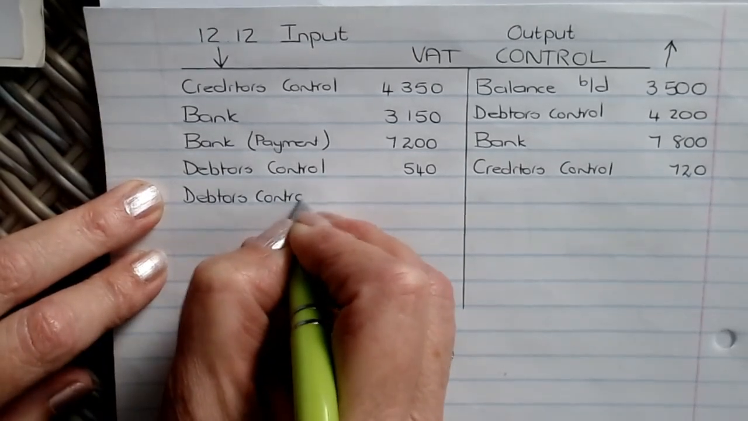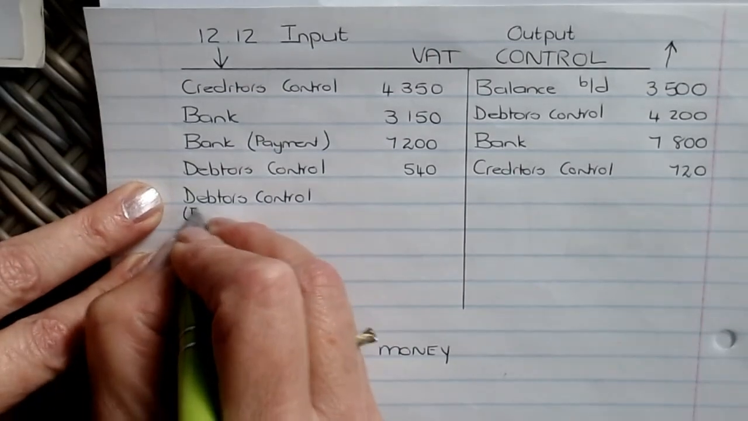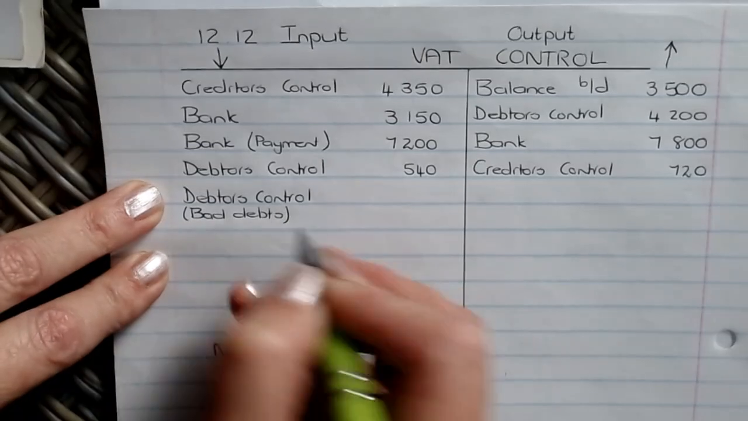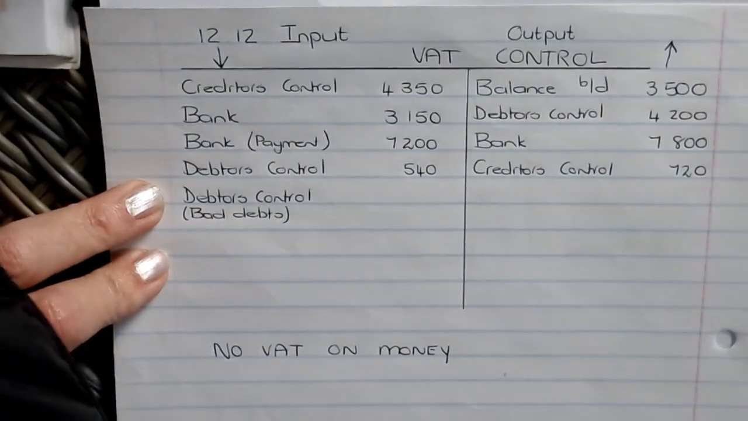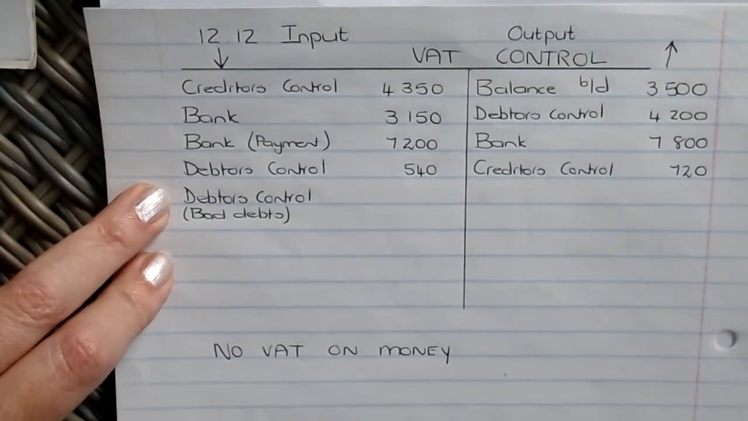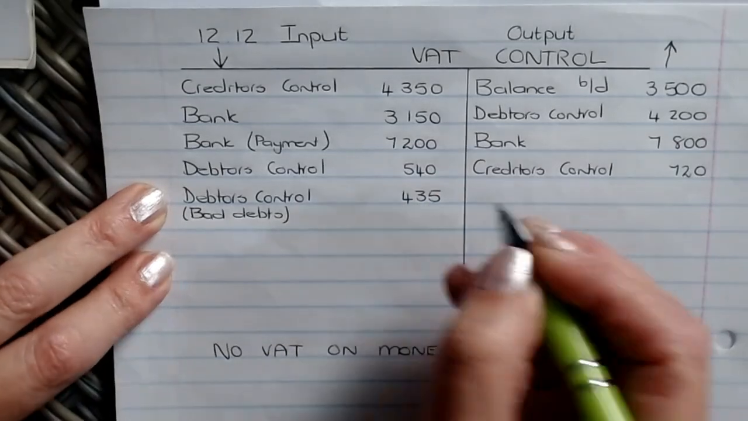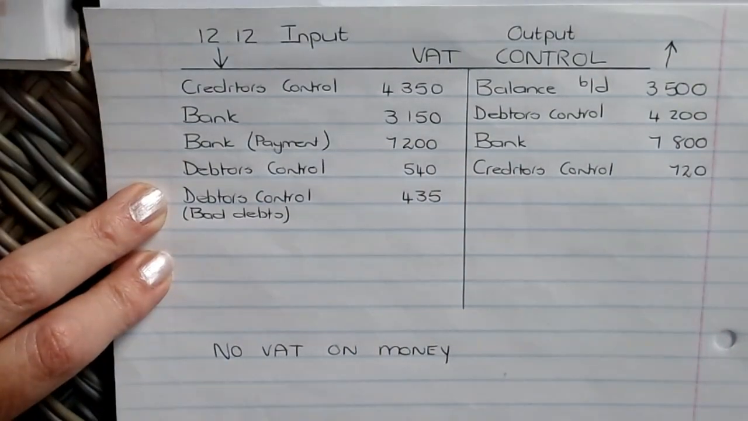And if you want to show yourself, you can say, oh yes, this was for bad debts. And the amount is 2,900 times 15%. So it's 435, the VAT amount on the bad debts.